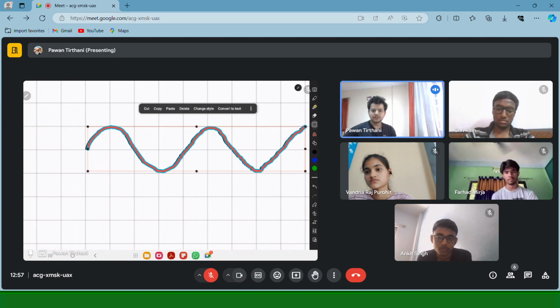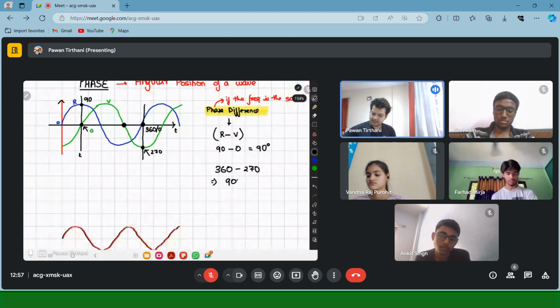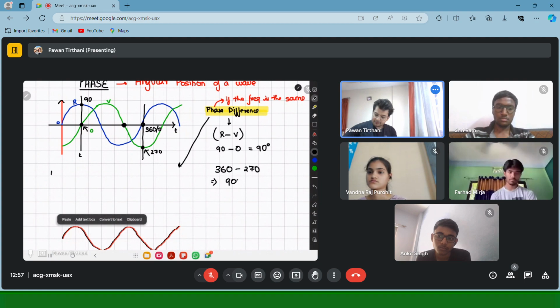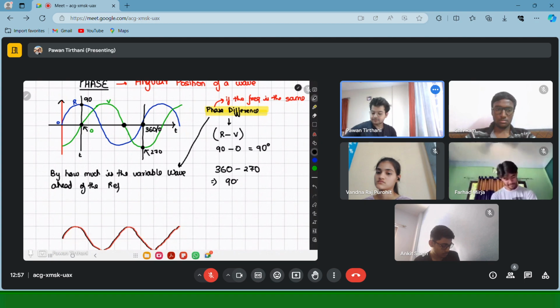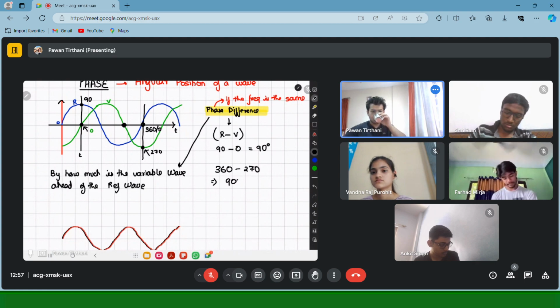So another way of thinking about phase difference is: by how much is the variable wave ahead of the reference wave. I can also think of it like this. I can keep this thinking too, right? Vandana, Farhad, Ankit, Shriram, I can keep this thinking, that how far ahead it is. Okay, understood? Any doubts?